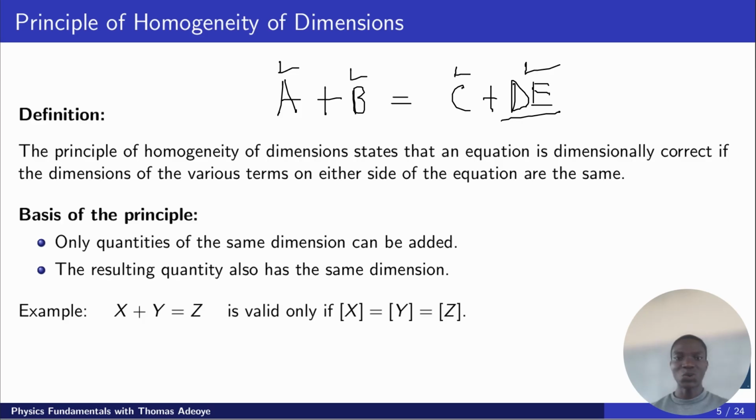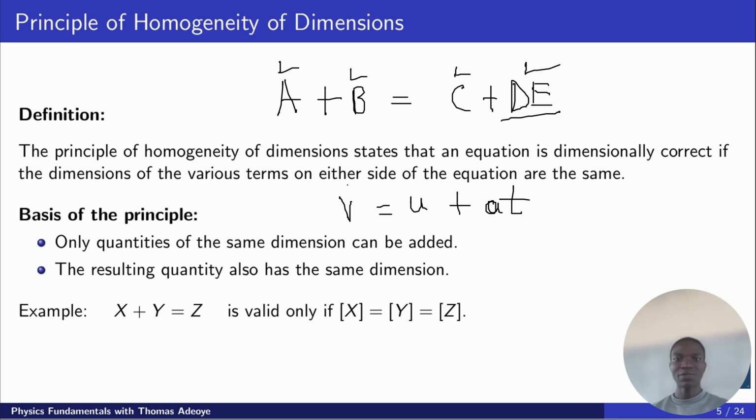Now, let's try to talk about that. If you have this equation, V equals U plus AT, and we are to check if this equation obeys that principle, let's take a look at it. Based on the principle, these are 3 terms.